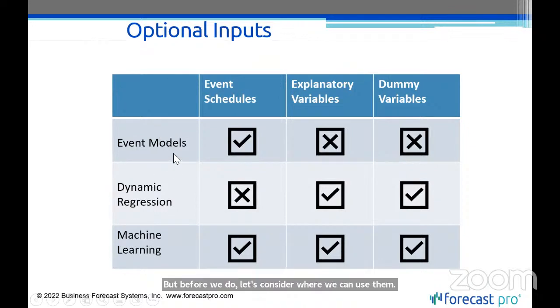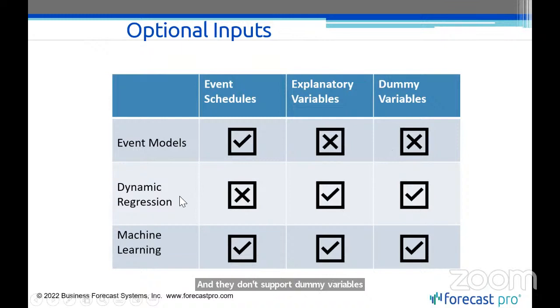Event models are a form of exponential smoothing that allows you to bring in event schedules. Sometimes these models are referred to as event index models. But certainly, if you're using event models, you can use event schedules. But event models do not allow for explanatory variables. So I can't bring in the price from month to month, and they don't support dummy variables.